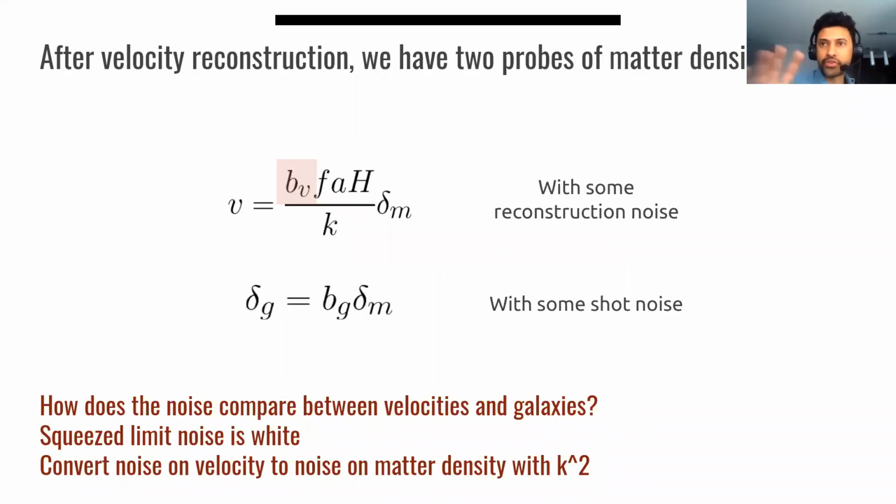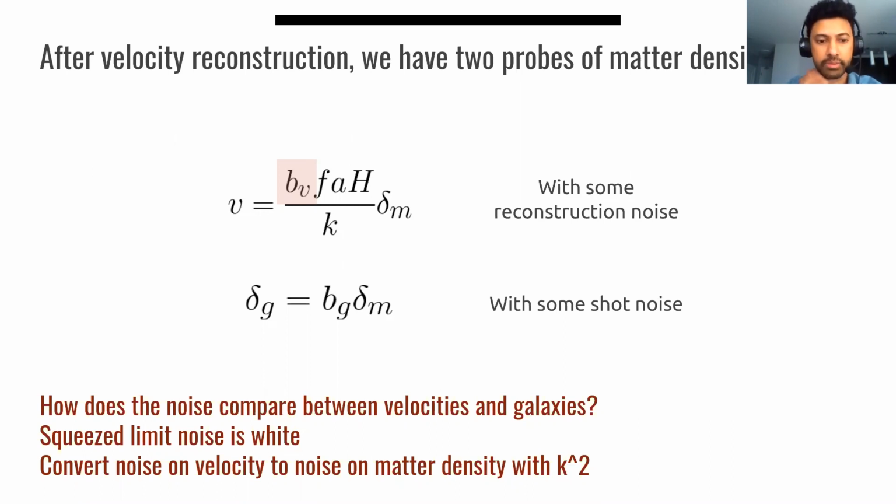So after velocity reconstruction with kSZ, what you end up having is a probe of the underlying density modes multiplied by the growth rate, uncertain by an overall astrophysical factor, the velocity bias or the optical depth. And you have the galaxy density itself.